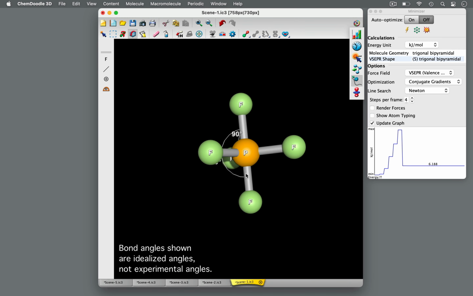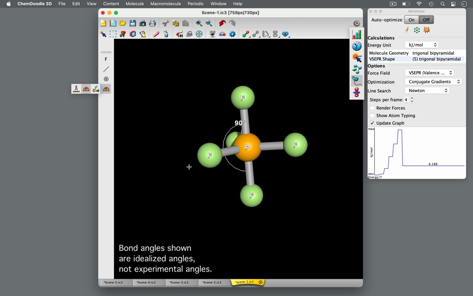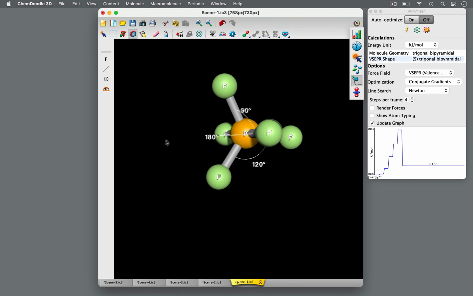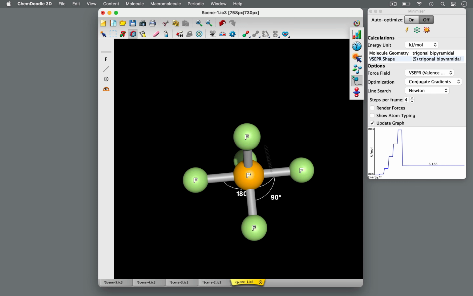What about the bond angle between the equatorial atoms? The 3 equatorial fluorine atoms form a flat triangle shape. Its bond angle is 120 degrees, just like the bond angle in the trigonal planar molecular geometry.